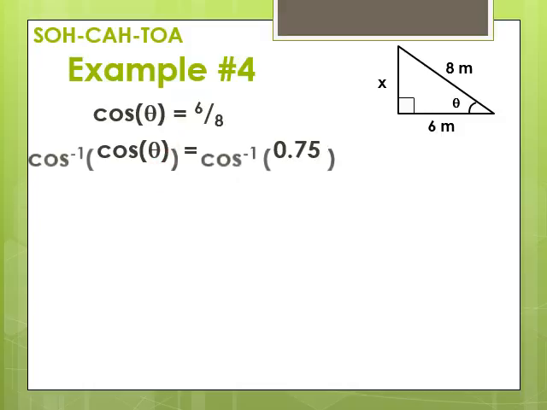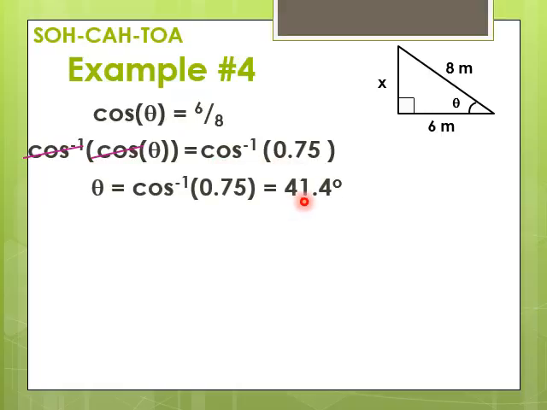So I'm going to take the inverse cosine of both sides. Now the inverse cosine is also called arc cosine. Arc cosine of cosine cancels those two and just leaves me with my variable. But what I do to one side, I have to do to the other side. So arc cosine of 0.75, and we punch that in our calculator and it gives us 41.4 degrees as my angle, because cosine and arc cosine, or inverse cosine, canceled each other, leaving me with just my variable.